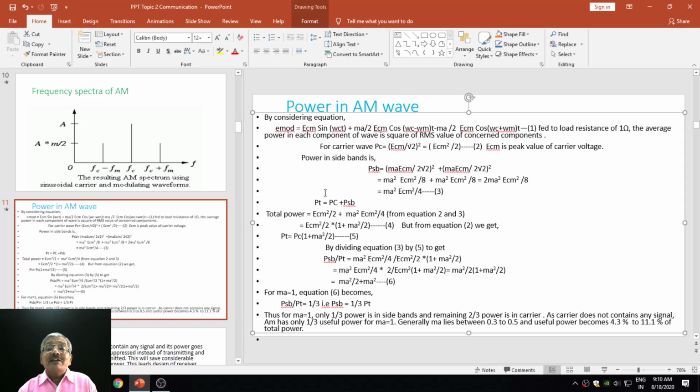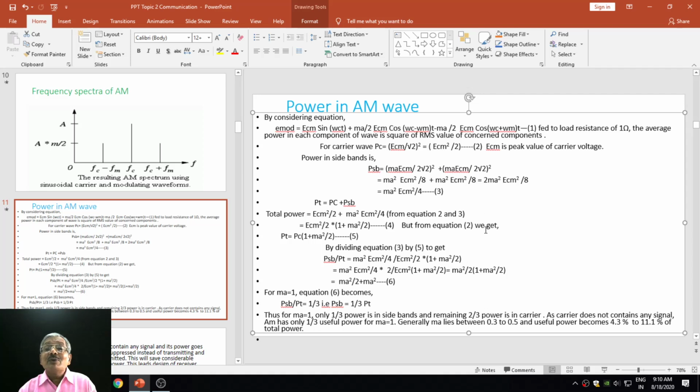So by adding carrier power and sideband power together, the total power is obtained. That is ECM square upon 2 plus MA square ECM square upon 4. This is naturally obtained by using equation number 2 and equation number 3. By taking ECM square upon 2 common, we can write it as ECM square upon 2 into 1 plus MA square upon 2. So equation number 4.